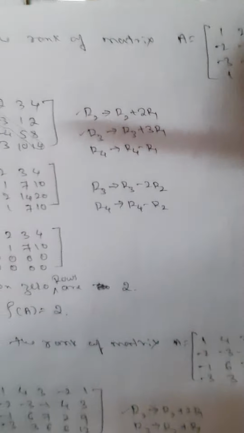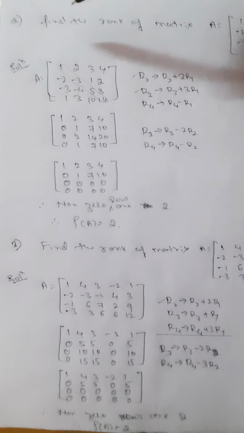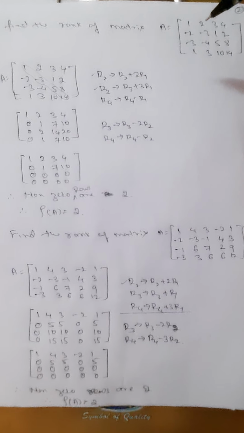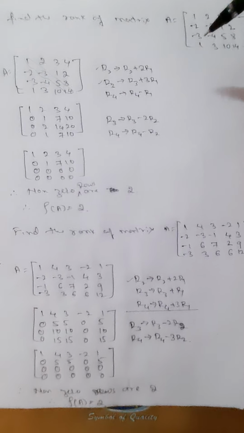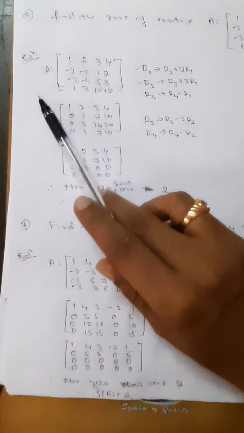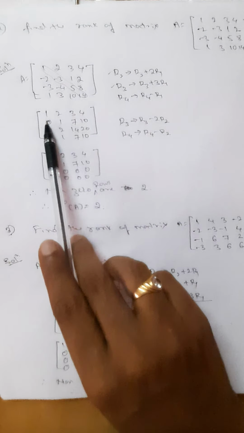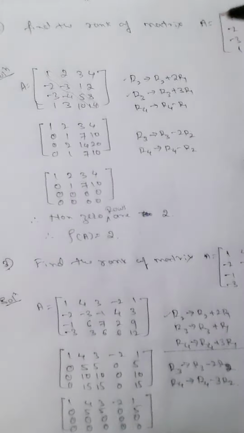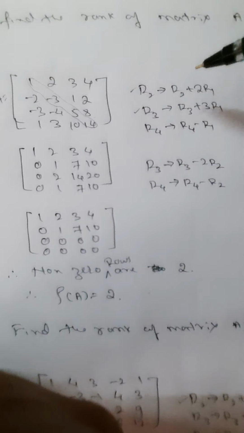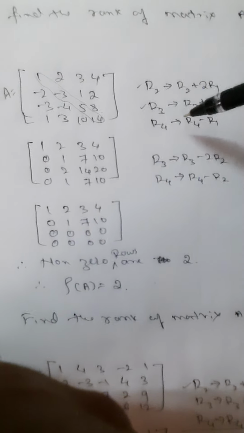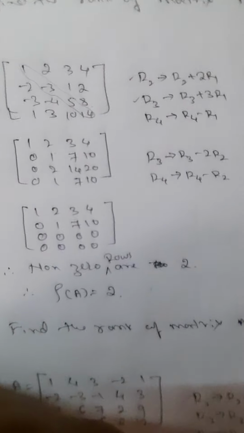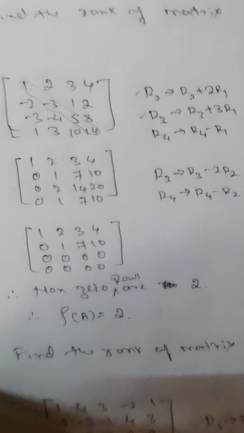The second problem is: find the rank of the matrix A equal to 1, 2, 3, 4, minus 2, minus 3, 1, 2, minus 3, minus 4, 5, 8, 1, 3, 10 and 14. Now write the solution. The given matrix is A, so you write A equal to the given matrix. After that we are using the row operation. This is the row operation: R2 plus 2R1, R3 plus 3R1.